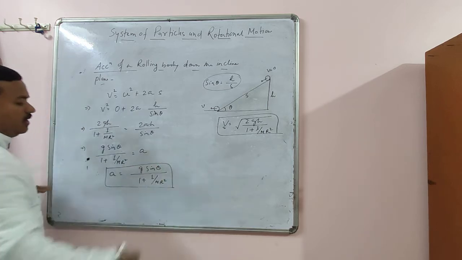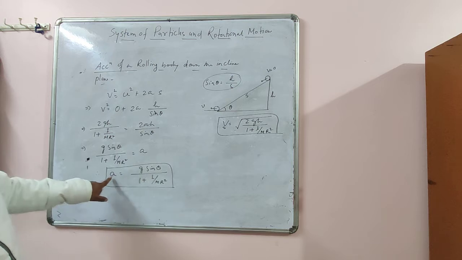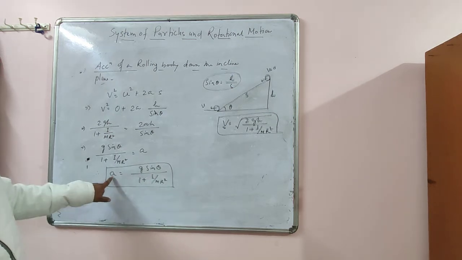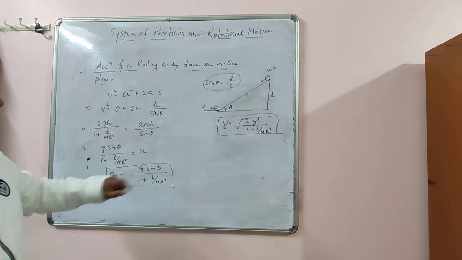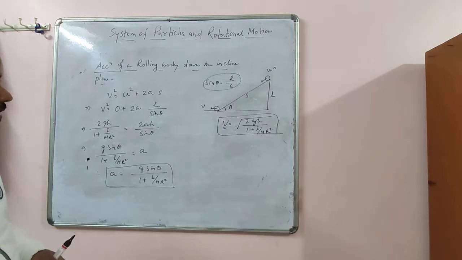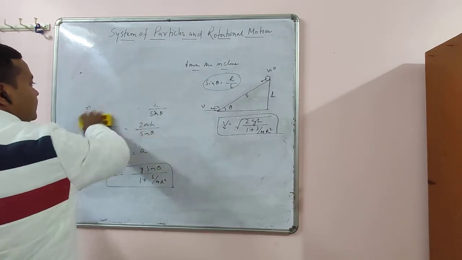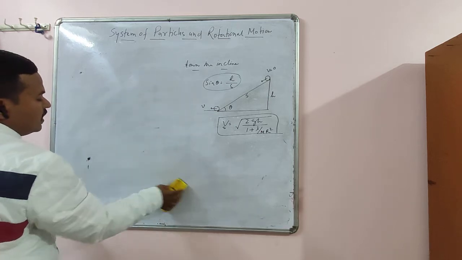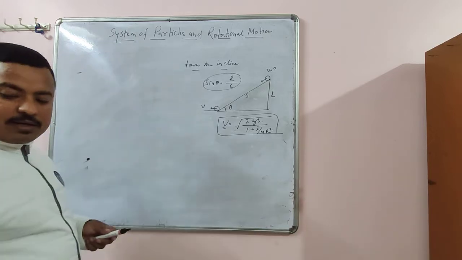So from here also you can say that acceleration is what? Inverse to moment of inertia. From here also you can say that smaller the value of moment of inertia, more is the acceleration. Okay, because it depends on what? Inverse to moment of inertia. So these are two very important formula. In exams you may get direct questions from here. Okay, acceleration of rolling body down the inclined plane or velocity of the rolling body.